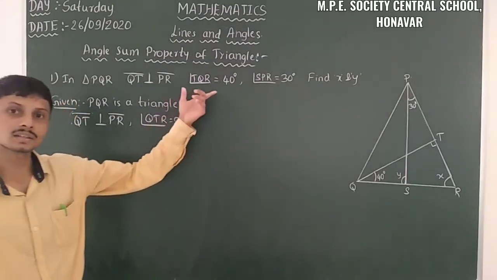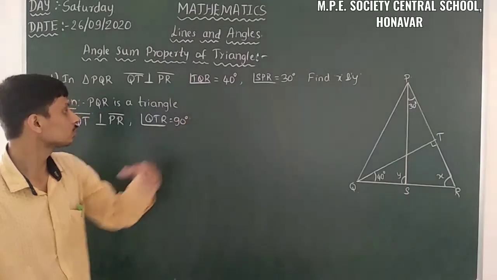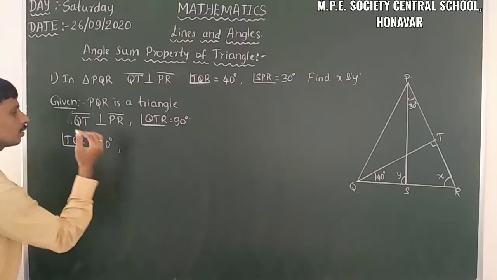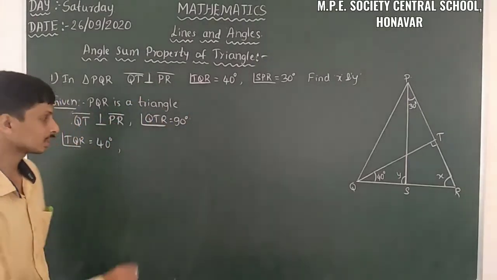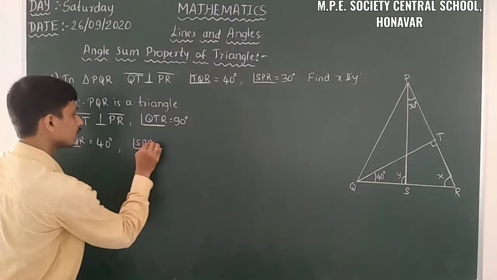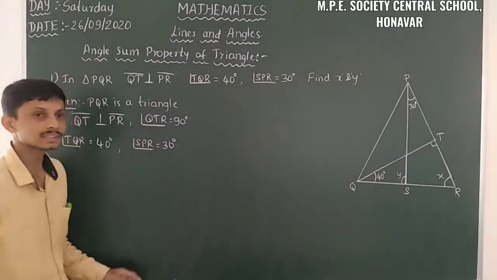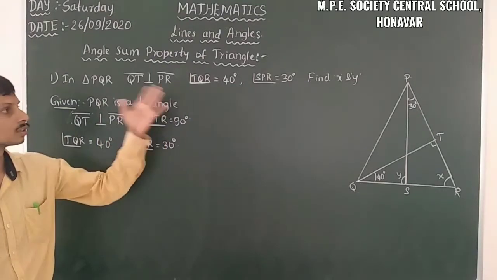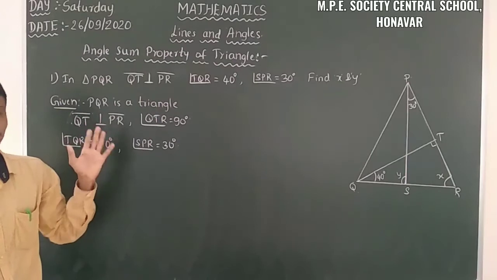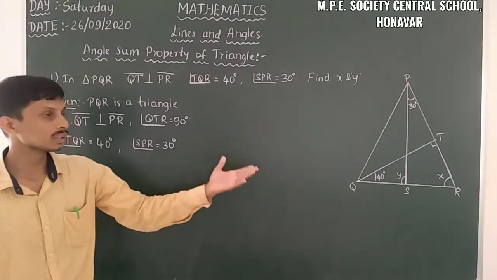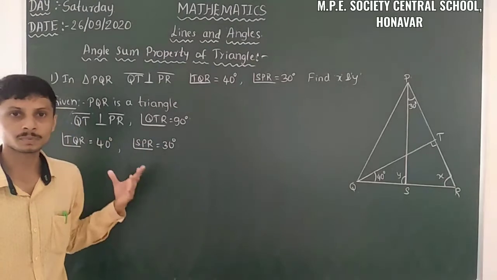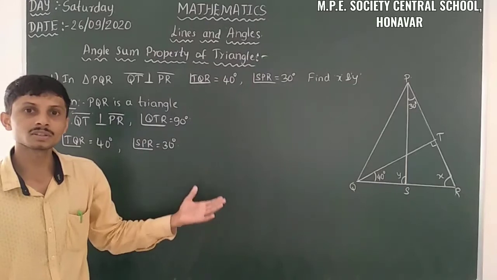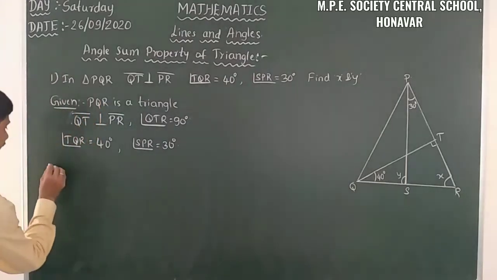Then what are the other given angles? Angle TQR is equal to 40 degrees we have, and angle SPR is equal to 30 degrees. So these are our given things. With the help of these given things, we have to find out the unknown values. There is no need of any construction. There is no need of writing what we have to prove. There is no proof part. So here we have to find the value of X and Y. So let us take the solution.